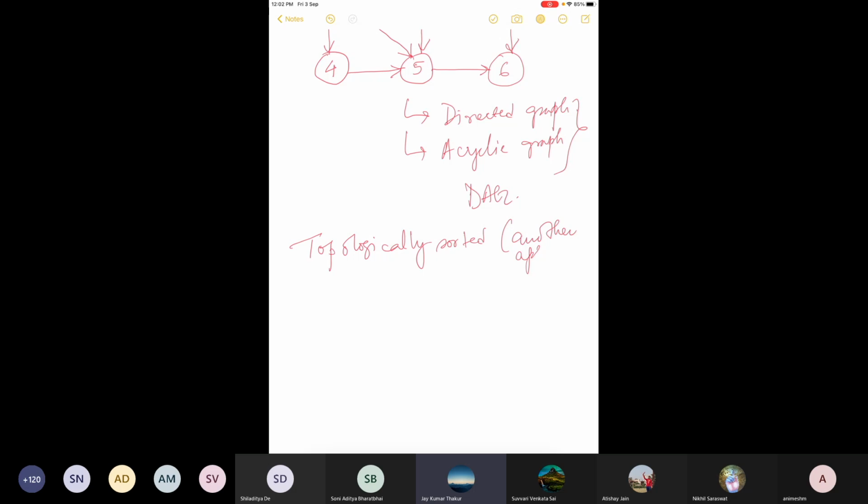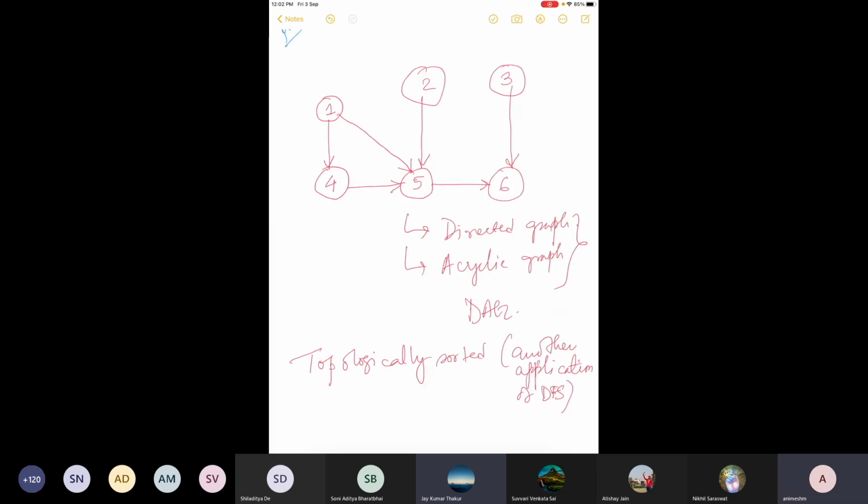Sir, but it has a cycle, right? Where do you see a cycle? I think he meant 1 to 5, 5 to 4, 4 to 1. No, but that is not like that. The edge from 4 to 5 is reversed. If the edge was from 5 to 4, then it would be a cycle.